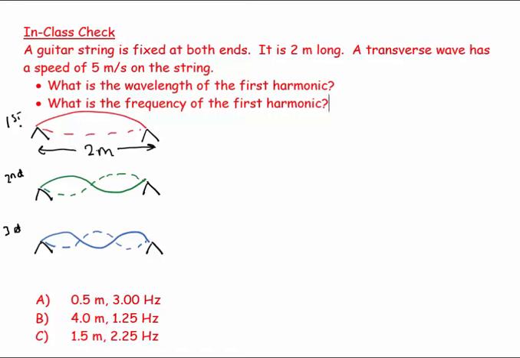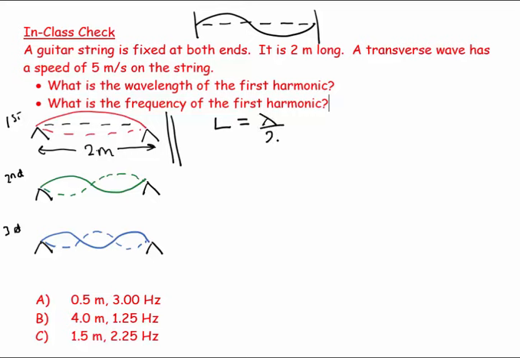Okay, so we're interested in the first harmonic, so we're interested in this one here. And if I look, how much of a wave is this? Well, there's my equilibrium line, and a wave looks like this. That's one wavelength. So I can have half a wavelength. So I'm going to say my L, the length of this string, in this case is equal to lambda over 2.